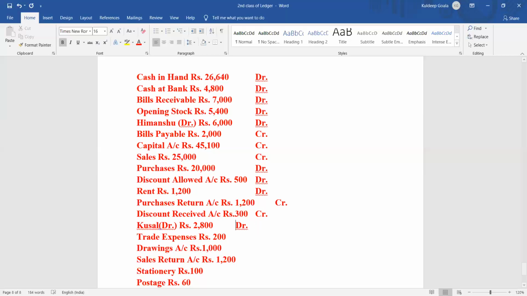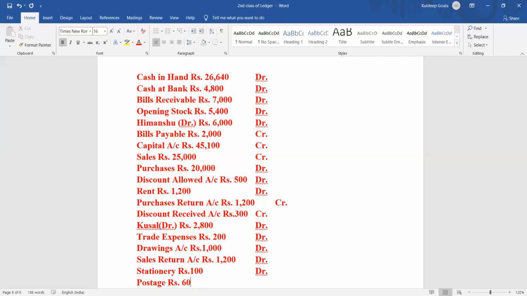Then coming to the next one, trade expenses, debit. Drawings is a debit because it's a personal account, the owner's, so it comes in debit. Sales return comes back to us, so it is also debit. Stationery is also debit.